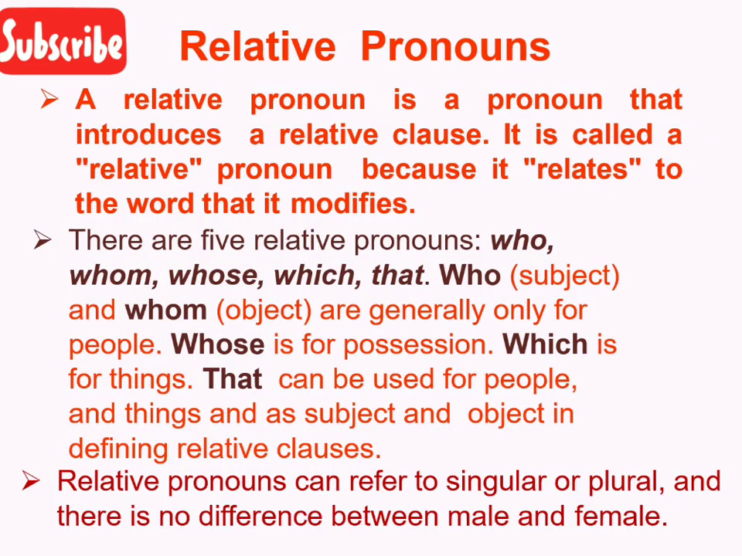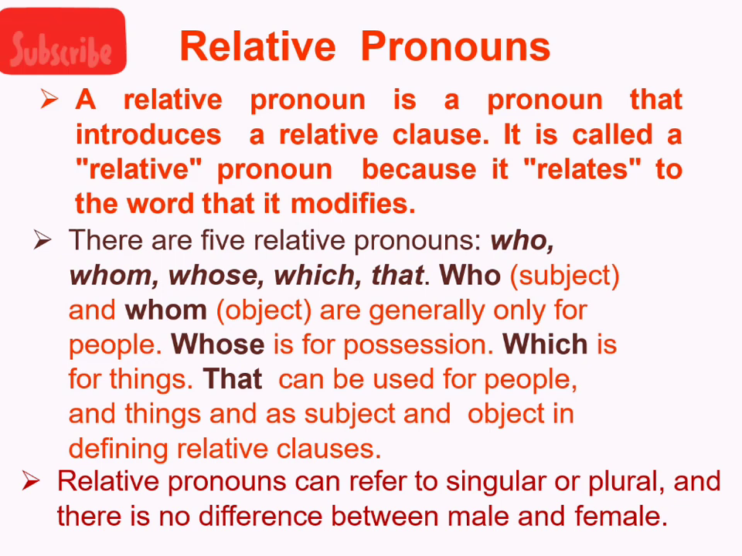The next type of pronouns are the relative pronouns. A relative pronoun is a pronoun that introduces a relative clause, means you are relating something. It is called a relative pronoun because it relates to the word that it changes or modifies. So it tells us about the relation. Now there are 5 relative pronouns: who, whom, whose, which, that. Who is used for subject and whom is used for object. These are generally only for people.